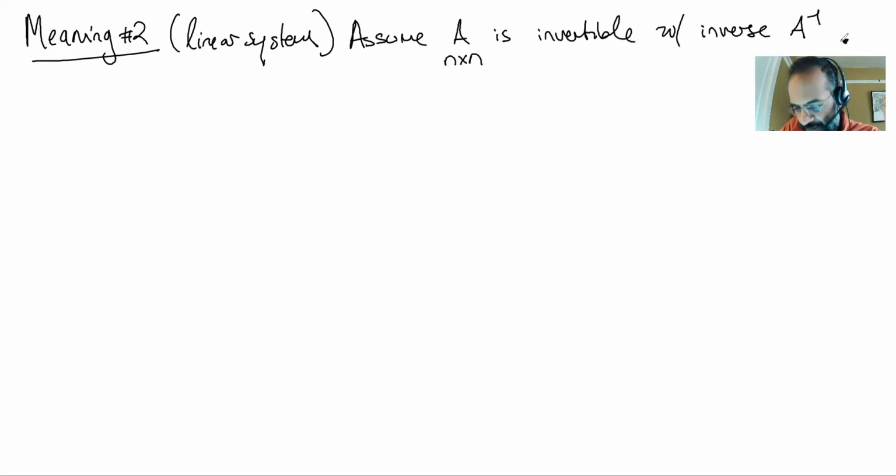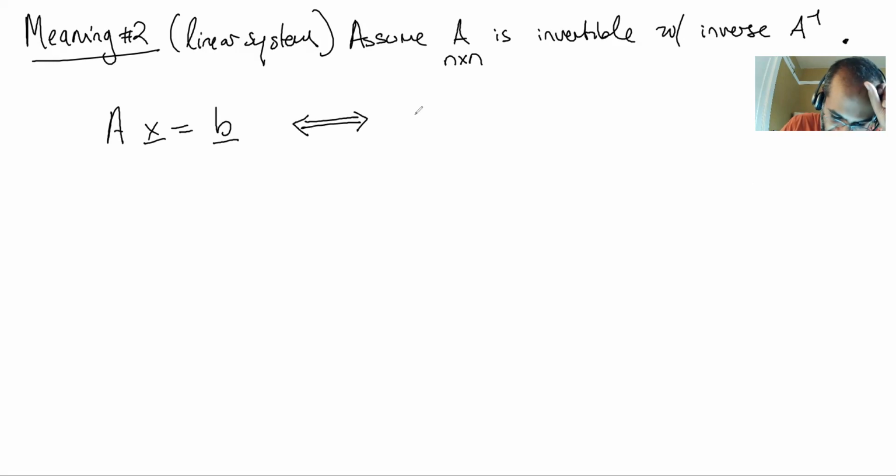Now, what does this say about linear systems? So let's write down a linear system: AX equals B. So that's a linear system, X is a variable. Well, this is true if and only if A inverse AX equals A inverse B.